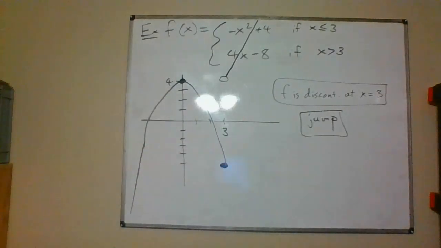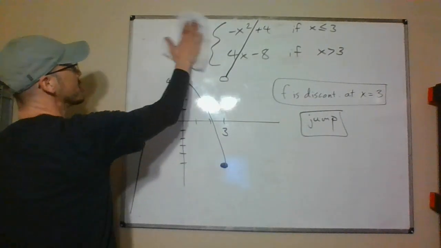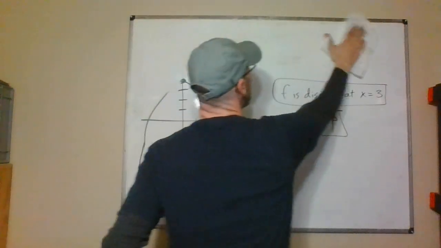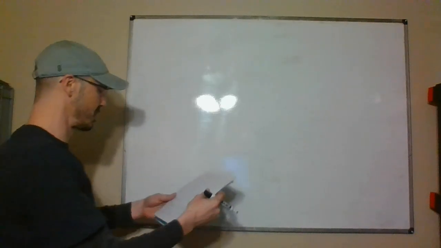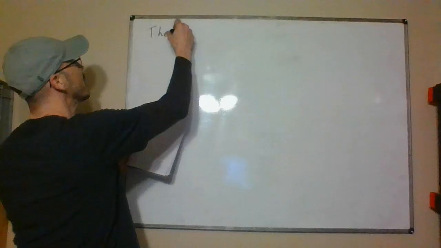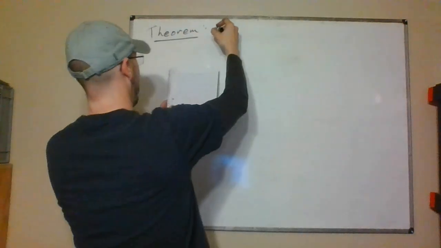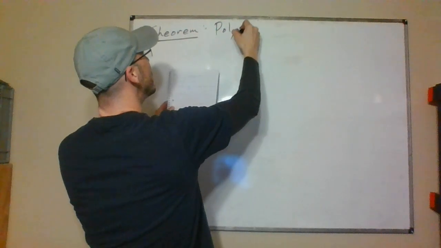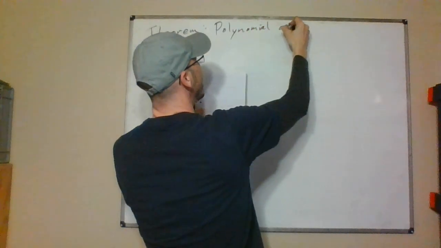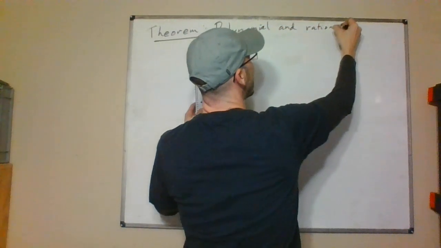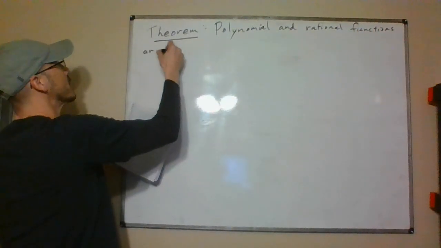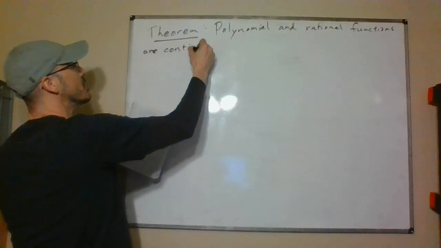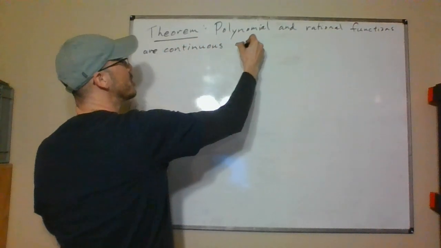So as I mentioned earlier about the polynomial and rational functions, there's a classification for those that we can use what we already know about the domains of rational functions. It's a theorem in the book that polynomial and rational functions are continuous on their domains.